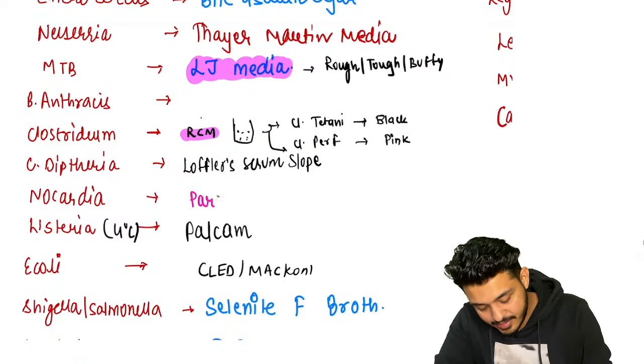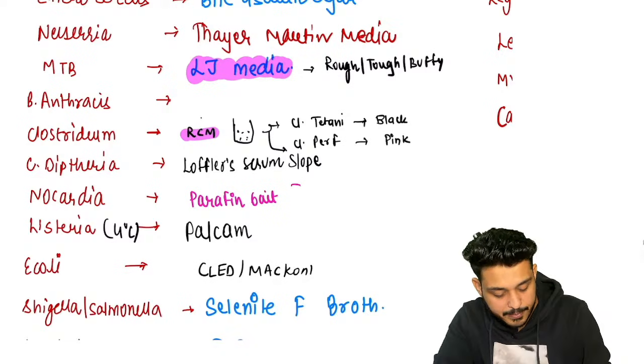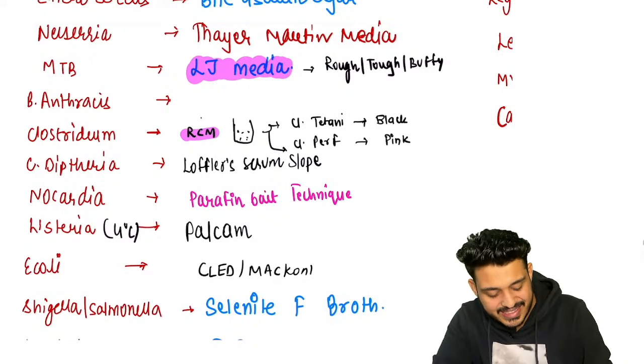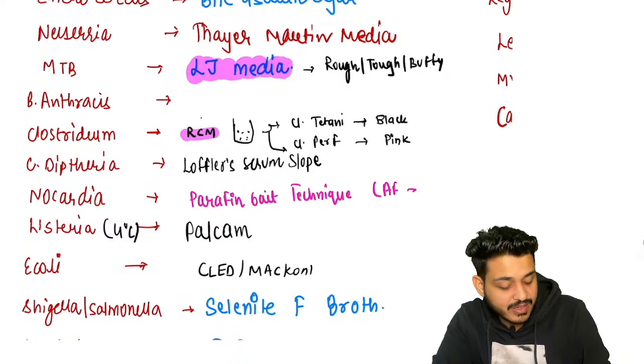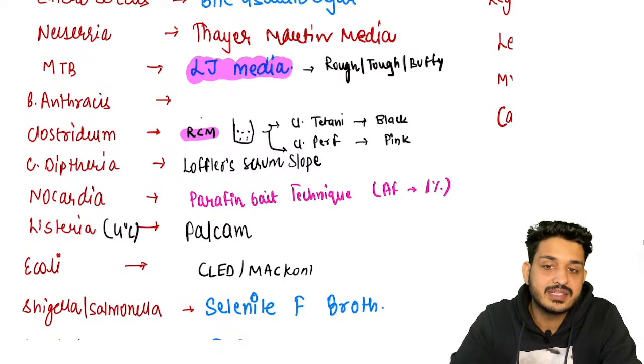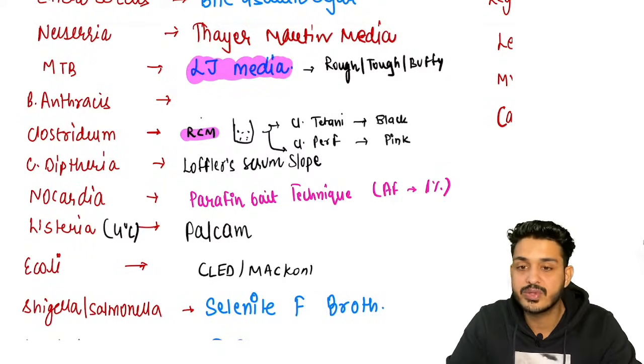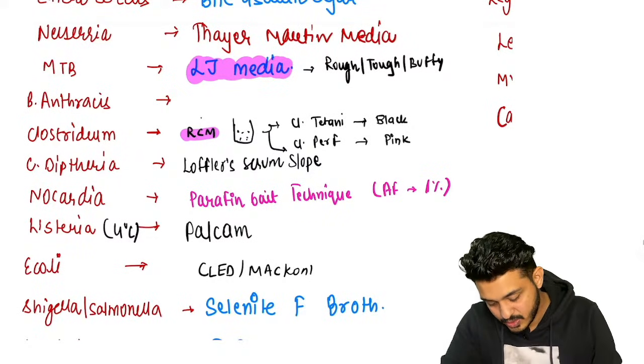Paraffin bait technique, beta. Very important. Paraffin bait technique, right? And this is going to be what? This is going to be acid fast bacteria. How much acid fast, beta? 1%. Nocardia is going to be what? 1%. 5% is going to be lepra. 20 to 25 is going to be what? Mycobacterium TB. Remember the story of Lisa auntie.